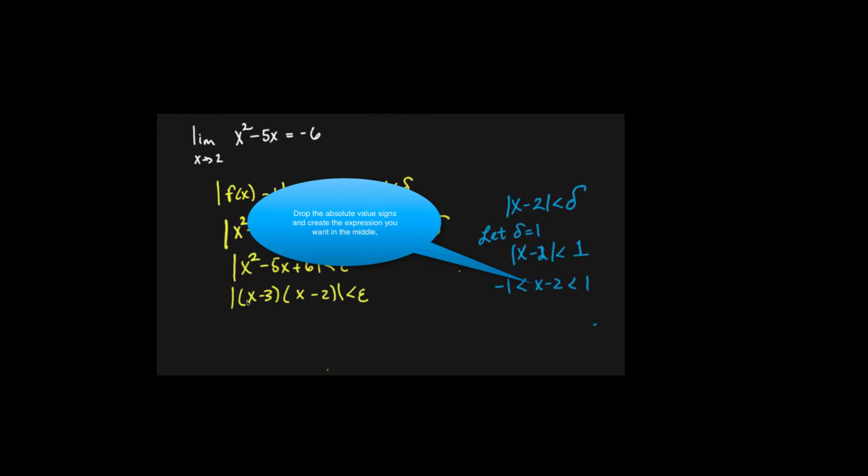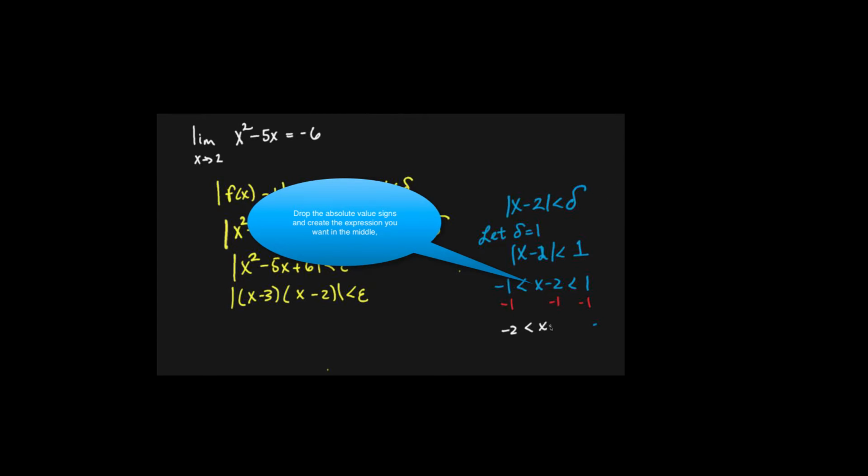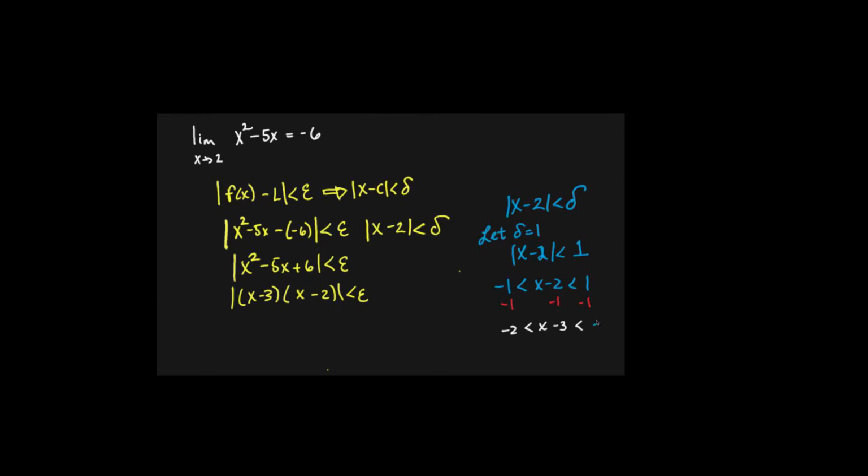You could make this into an x and then subtract 3, but there's an easier way. Can you see that if I subtract 1 everywhere, I get negative 2 less than something less than negative 3, which is what I want?